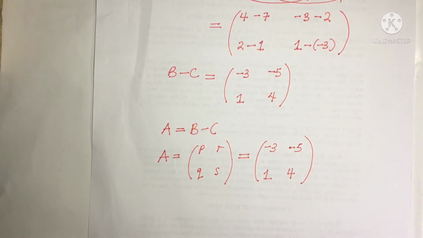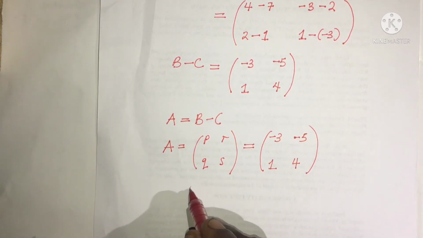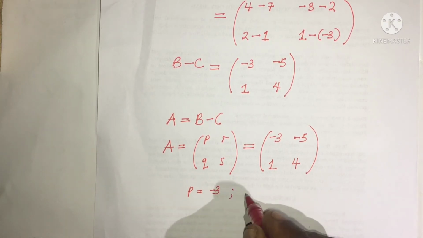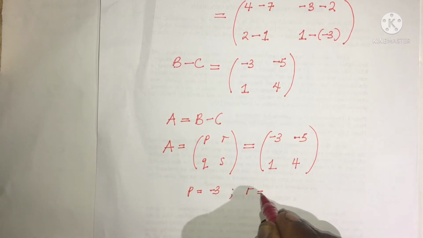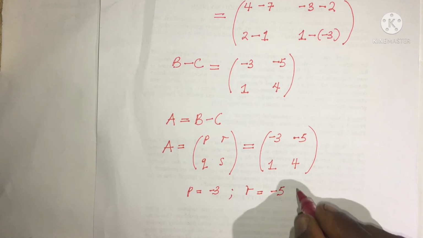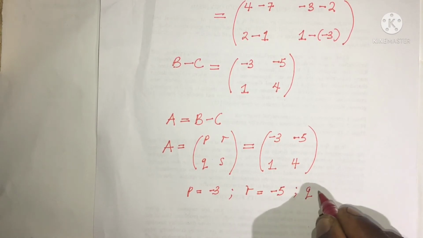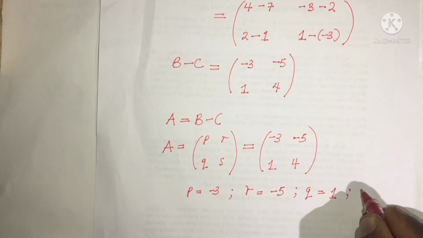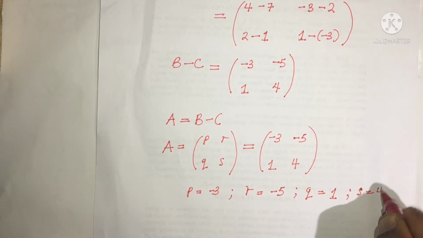What does this mean? It means that the element P must be equal to minus 3 since they occupy similar positions. The element R will be equal to minus 5. The element Q will be equal to 1. And the element, finally, S will be equal to 4.